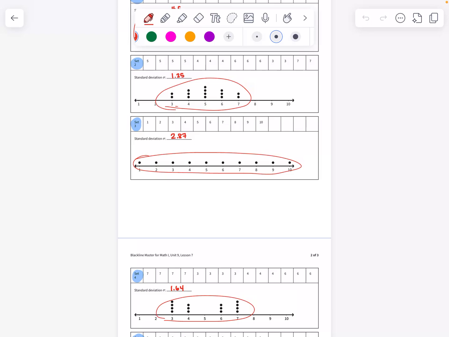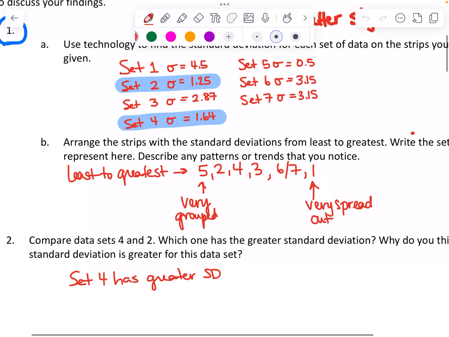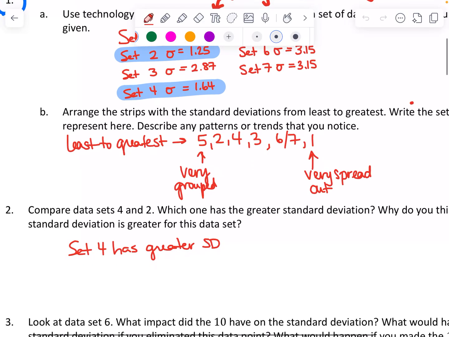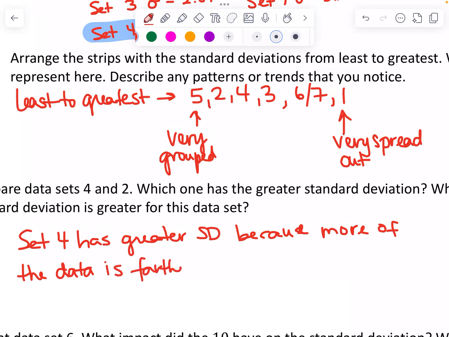Absolutely. Okay, so let's add that in to our answer for number 2. Set 4 has a greater standard deviation because more of the data is farther from the center of the graph.